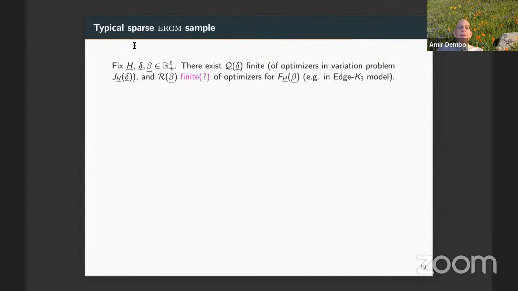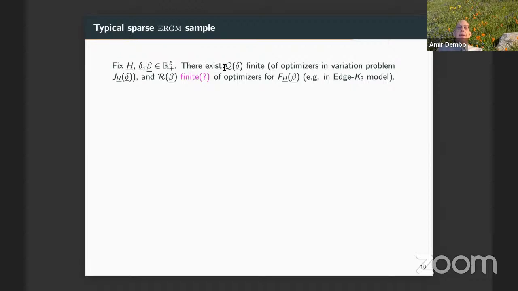Okay, equipped with this, let's look at a typical sparse exponential random graph model sample. We fix a collection of subgraphs H, which is going to be the one we will use in our variational problem. And we fix two vectors, delta and beta. These are the vectors of the parameters for the tail of the Erdos-Renyi graph, and these are the parameters beta in the exponential random graph models. Both of them are positive.